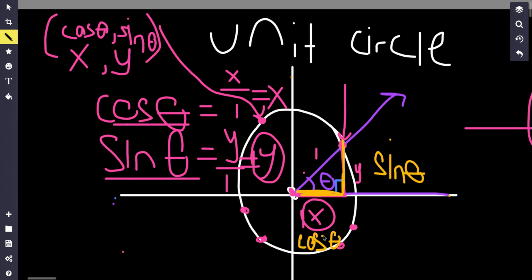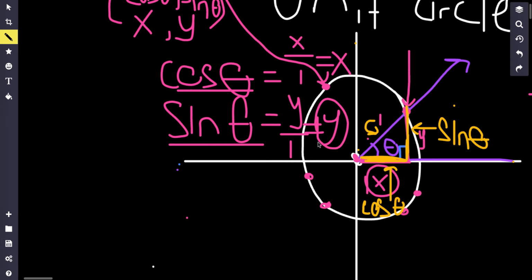Now, cosine of theta represents this side. Sine of theta represents this side. And one represents the hypotenuse of our right triangle. And notice how, one thing you might be wondering is, can you do the Pythagorean theorem? Hear me out, right? We have one side, cosine of theta, the other side, sine of theta, hypotenuse is 1. Can you do the Pythagorean theorem? And the answer is yes.